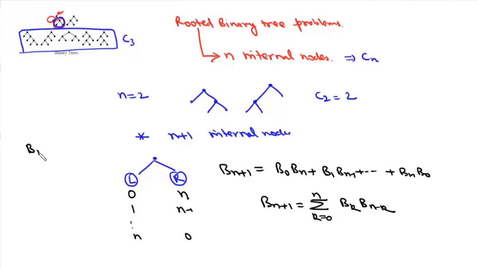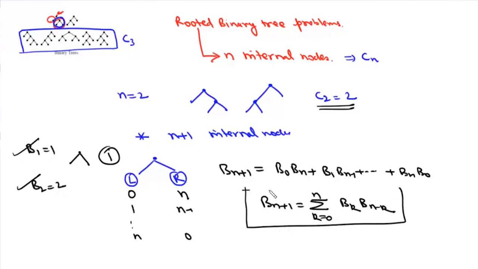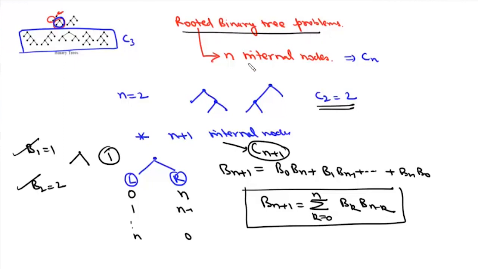Now if we look at b1, that is only one internal node. There is only one such tree. For 2, it is true. So b1 is 1, b2 is 2. So this sequence satisfies the initial conditions and it satisfies the recurrence relation of Catalan numbers. So for n plus 1 internal nodes, the number of binary trees will be simply Cn plus 1. So a rooted binary tree with n internal nodes can be constructed in Cn ways.